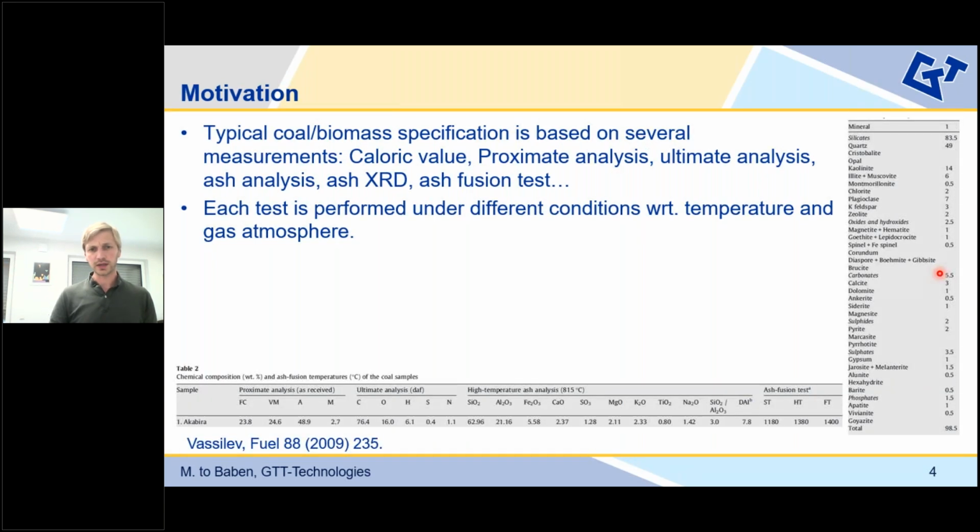Now, this is a typical example of such an analysis from this Vasilev paper in Fuel that covers, I think, 40 different coals, and then you have there approximate analysis, the ultimate analysis, the high temperature ash analysis, and the ash fusion test, as well as an XRD analysis of what phases are there in the original coal.